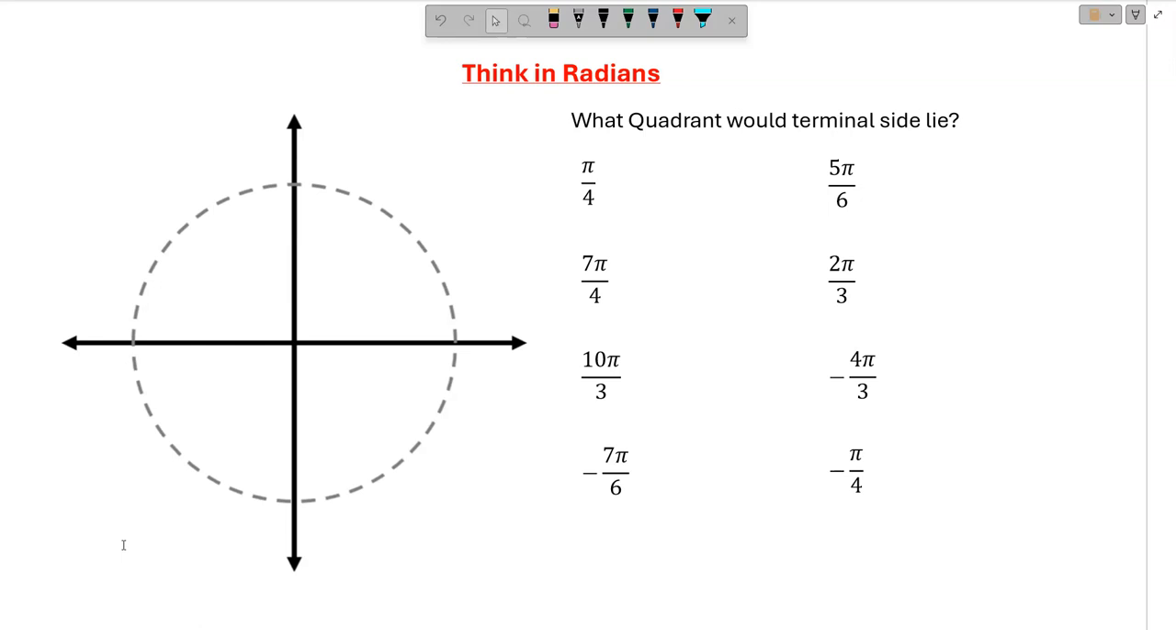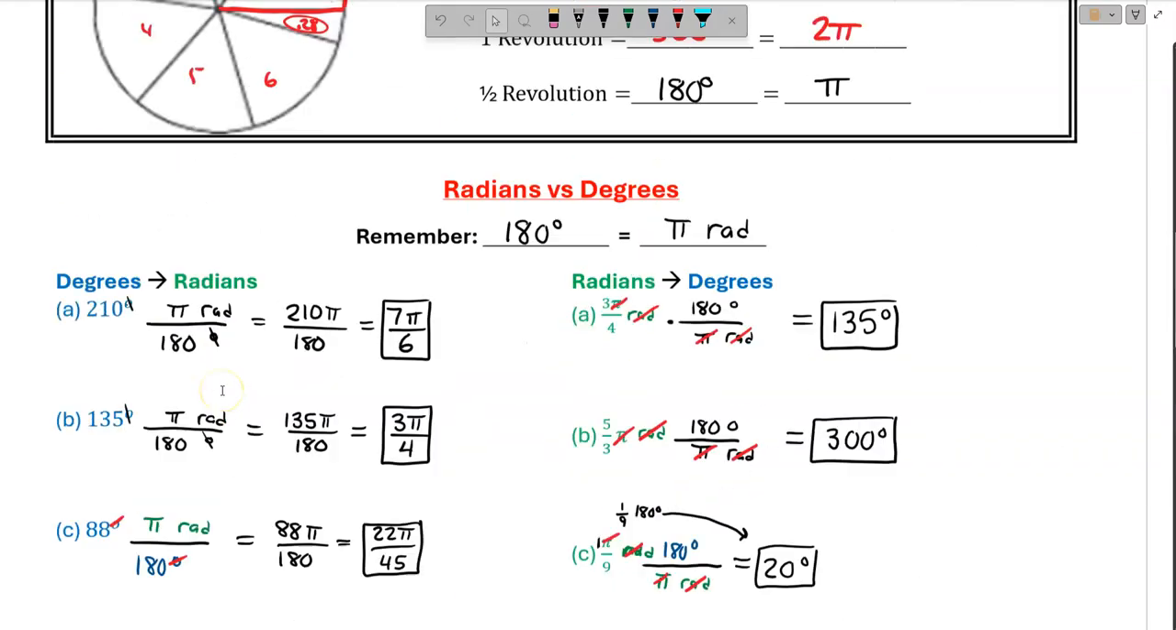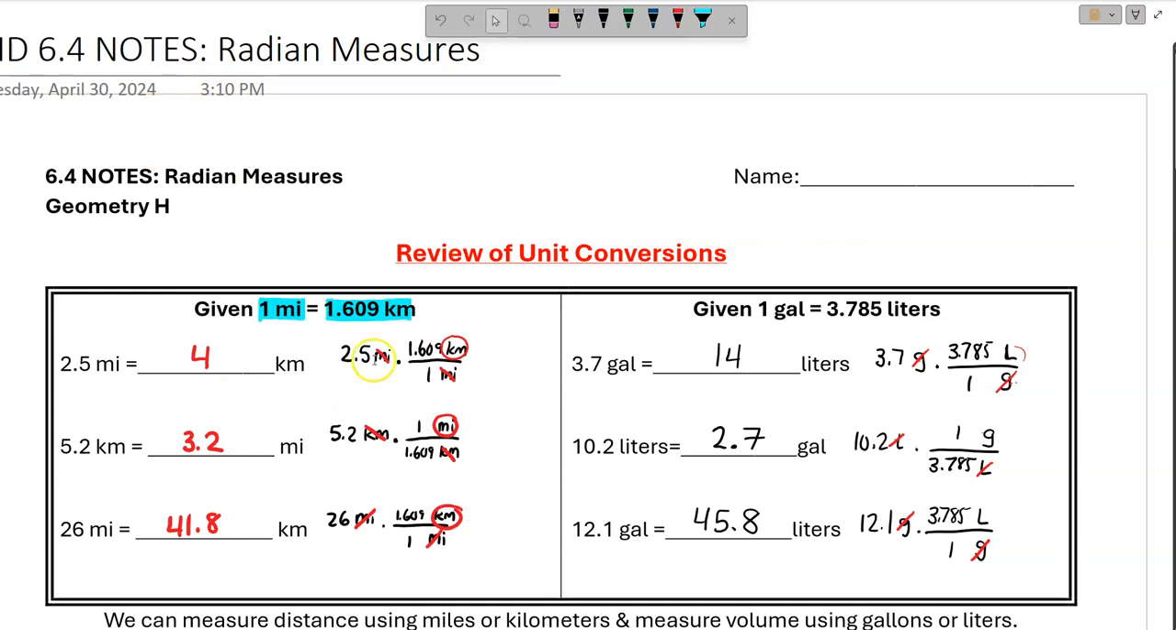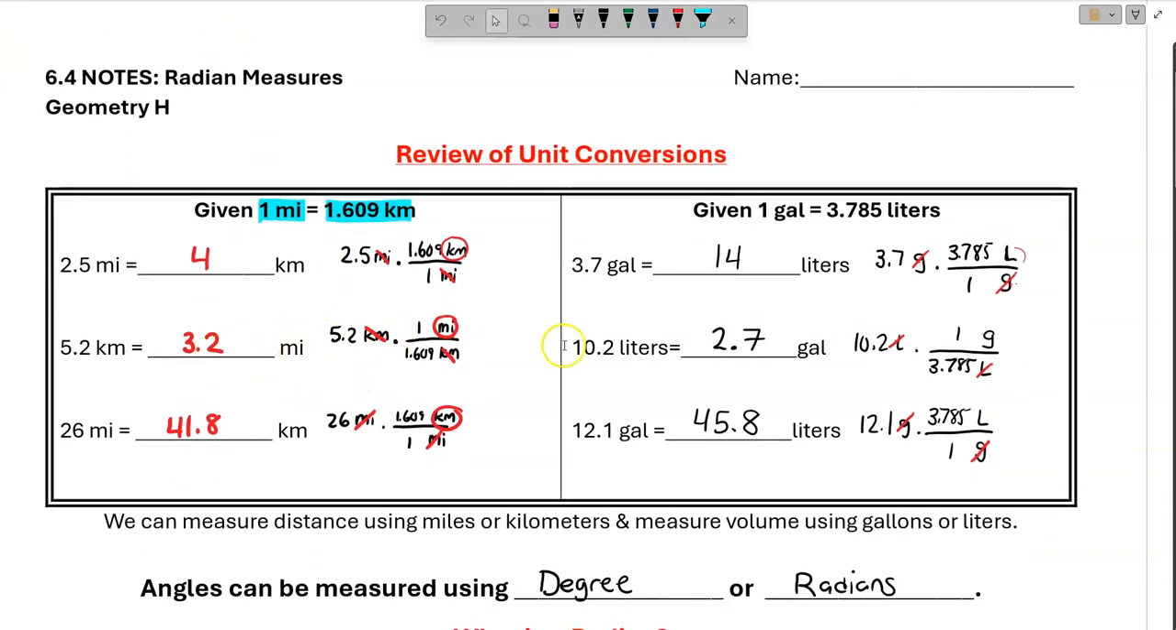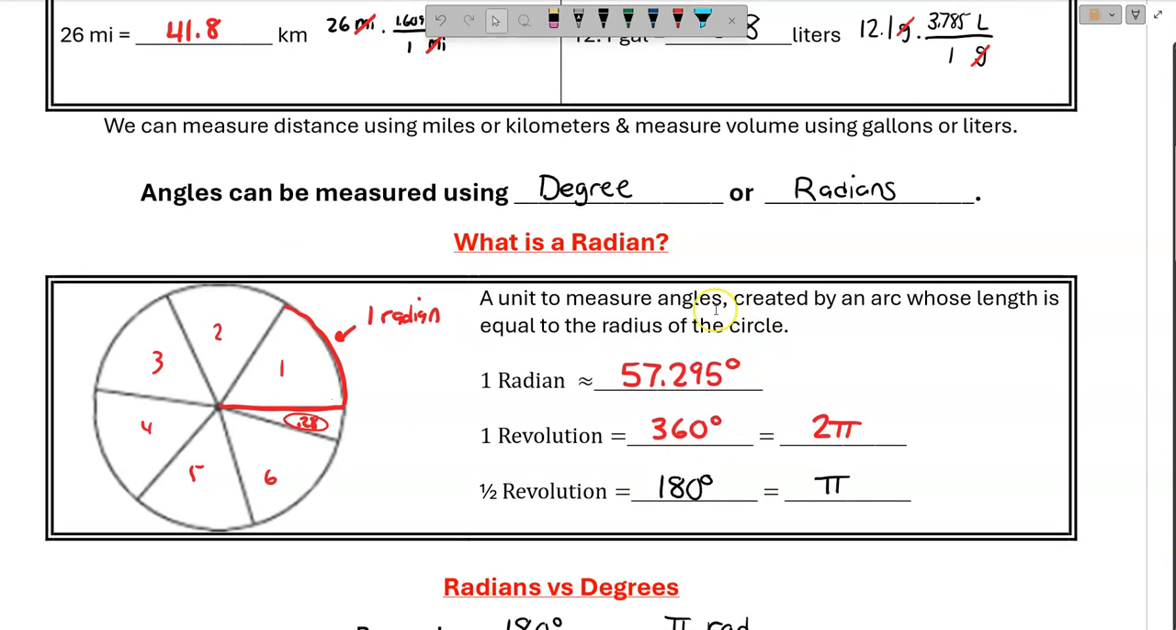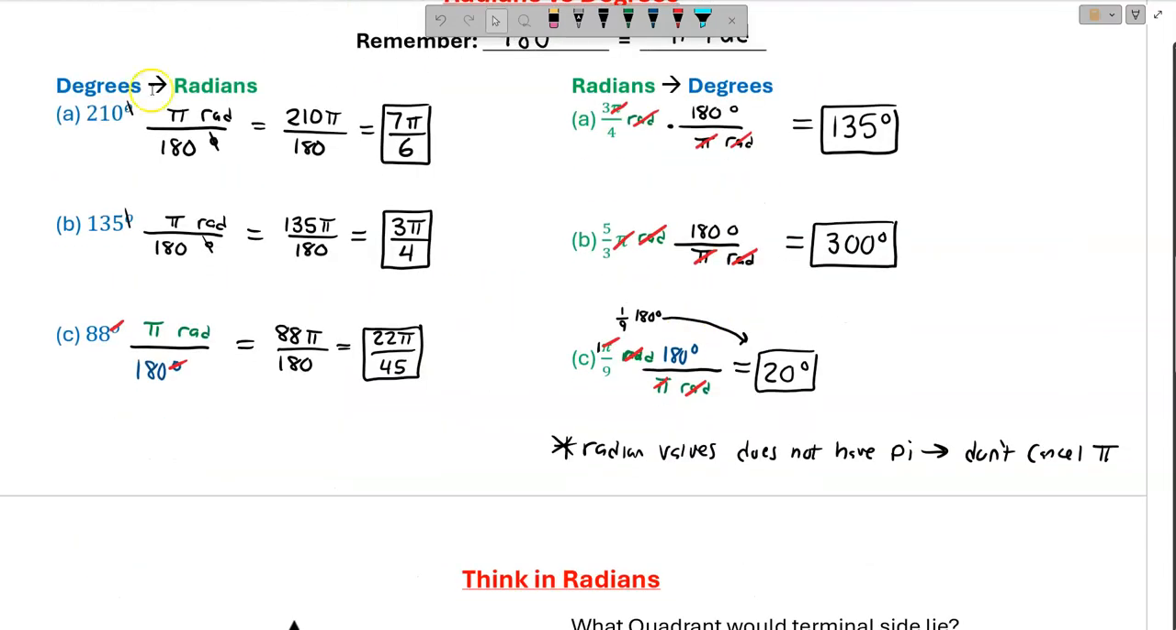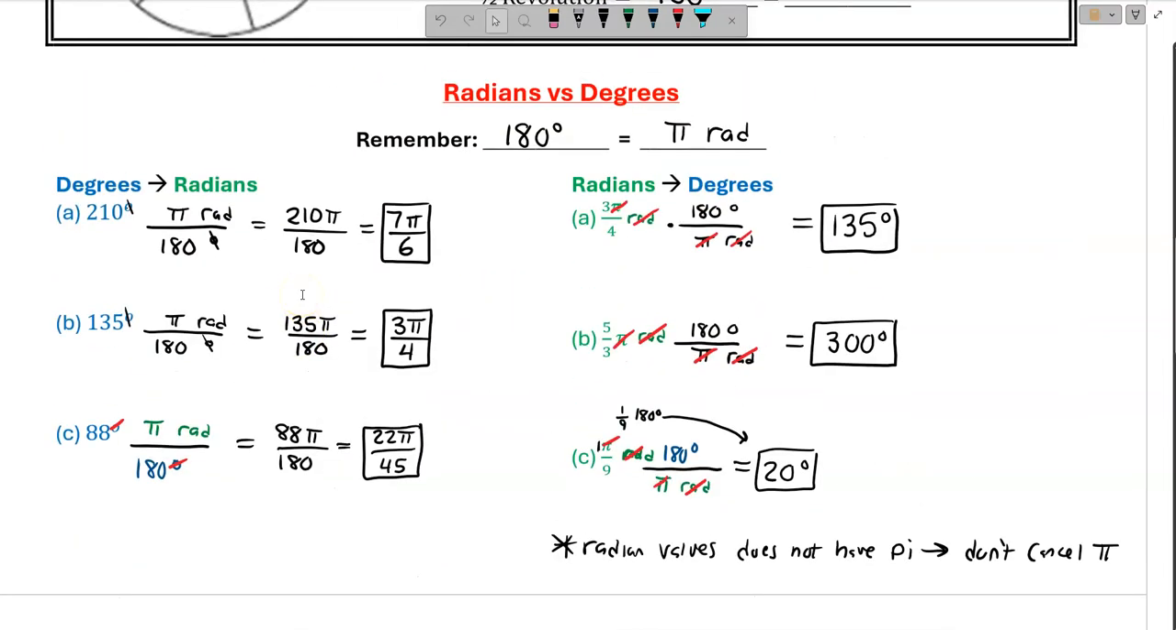This time we are going to talk about radian measures. Now, this is a part 2 video, so hopefully whether you did it in class or through my video, we've had a chance to take a look at part 1 of the lesson, which talks about a review of unit conversions, what a radian is, and then lastly, how to convert between radians and degrees. So if you haven't done that yet, make sure you take care of that first.